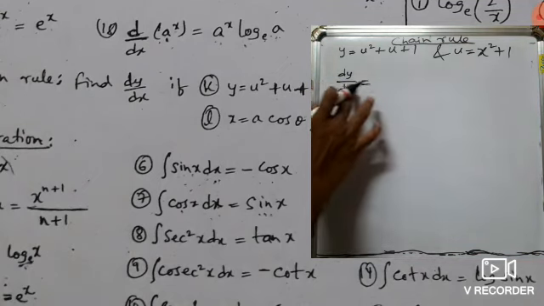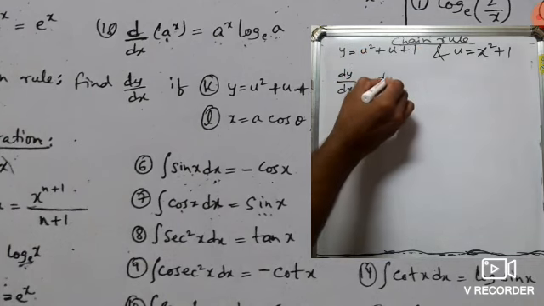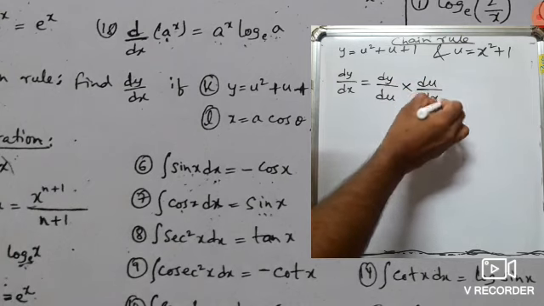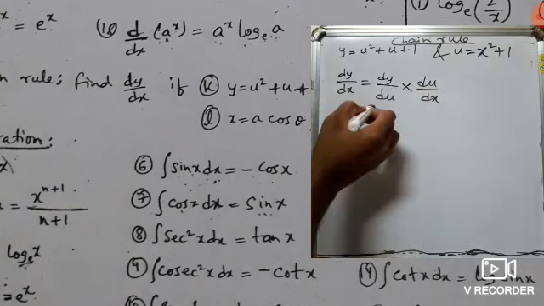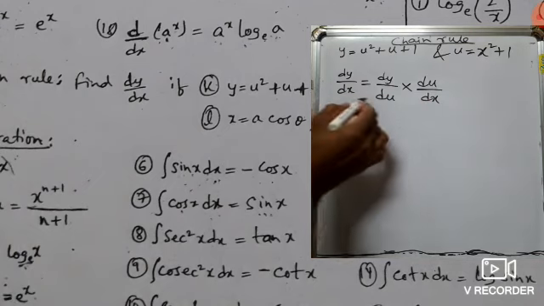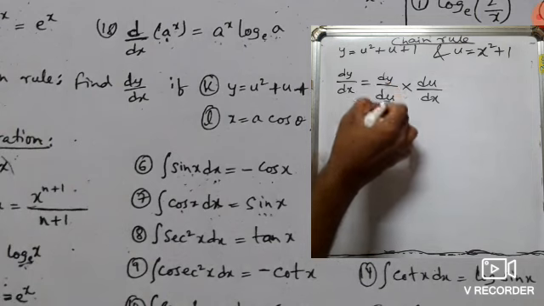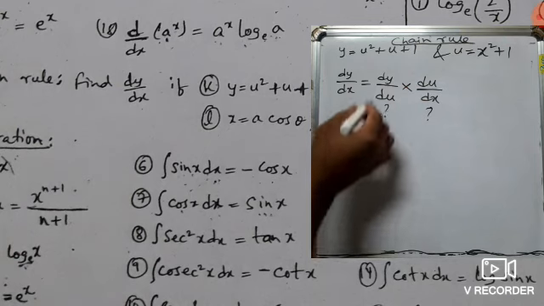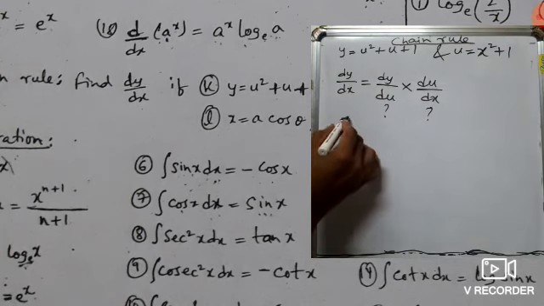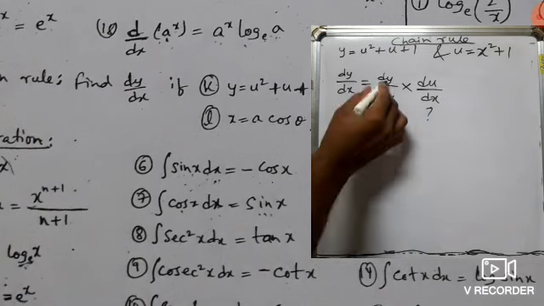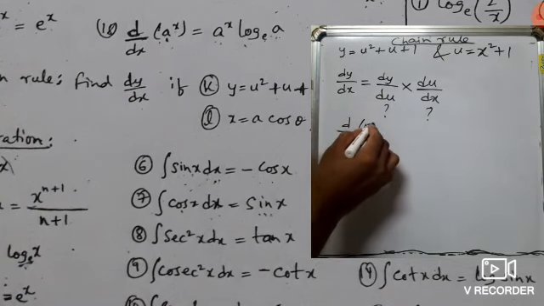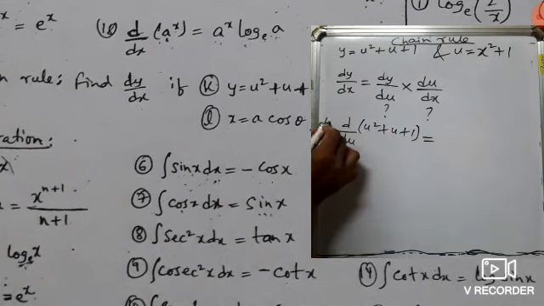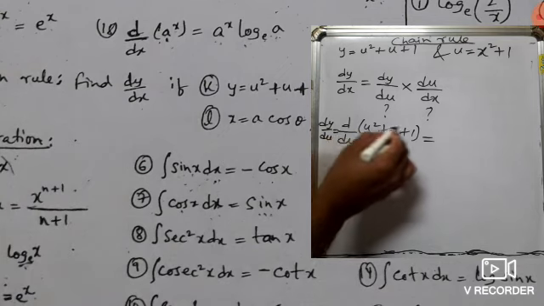Now dy/dx, by the chain rule we can break it into dy/du times du/dx. This du will cancel and again it will become dy/dx. So we have to find out this expression and this expression, and we will multiply them to get the answer. So what is dy/du? The value of y is u square plus u plus 1. So dy/du is equal to this.